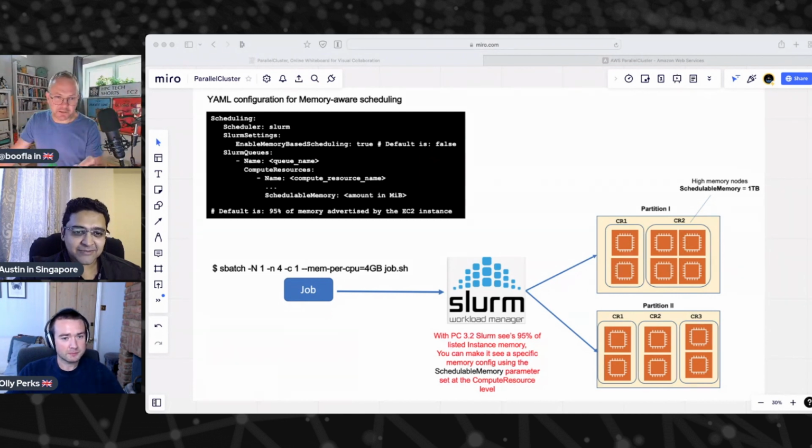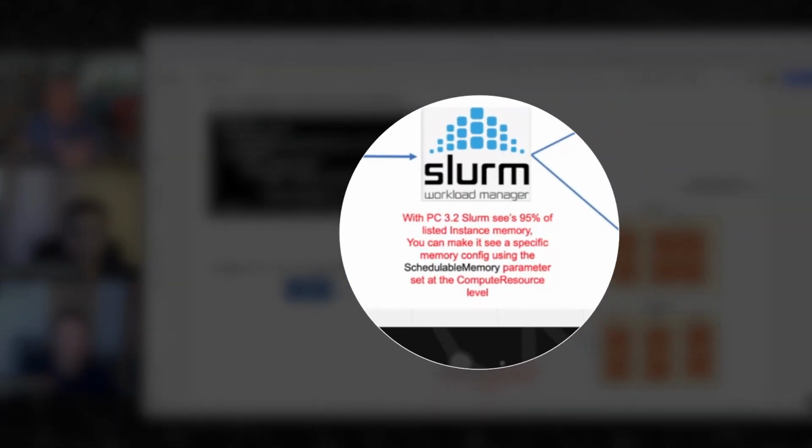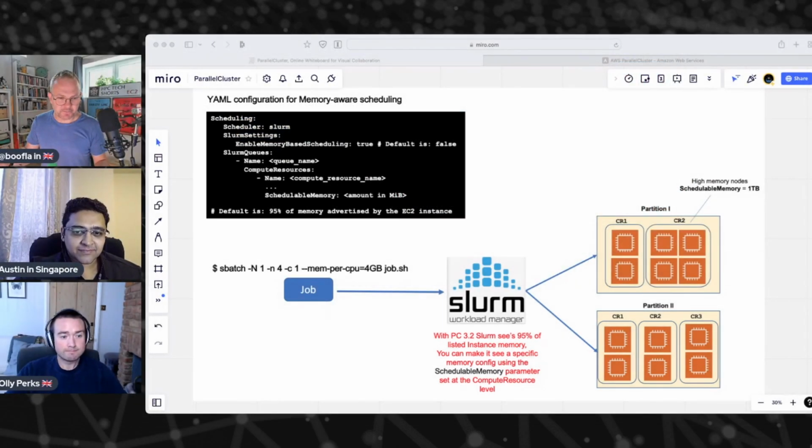There's a subtlety in here, which is that we've put a rule of thumb in here that we're only going to let Slurm see 95% of the available memory, and that's simply because operating systems take up some space. Kernels need memory. Exactly. And that 95% factor is our default in ParallelCluster, but we can tweak that, right?